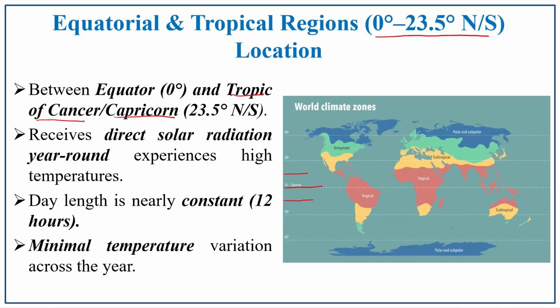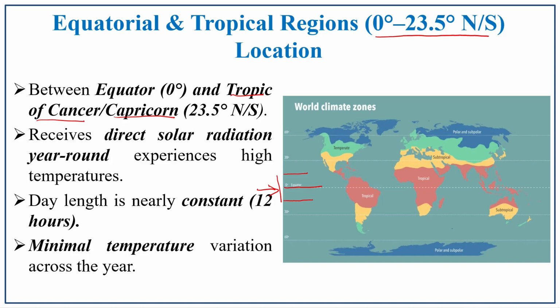This is the location, and it receives the direct solar radiation. We all know that this region is influenced by the direct solar radiation. Because of that, what happens? The day length is nearly constant, that is 12 hours daytime and 12 hours night time. It will be constant in this region, and there will be minimal temperature variation. Compared to the polar region, there will be minimal temperature variation in this latitude.